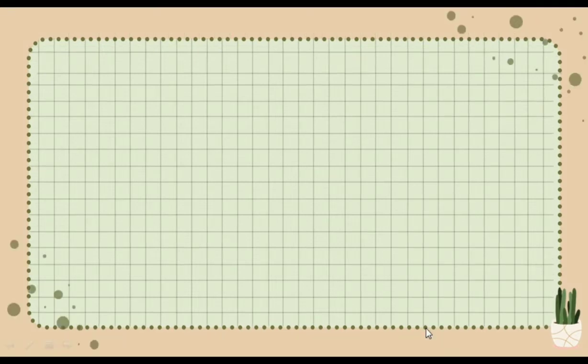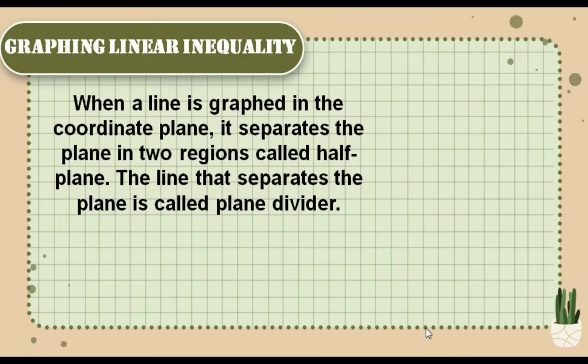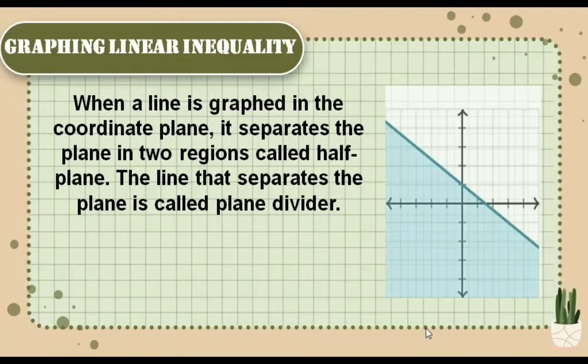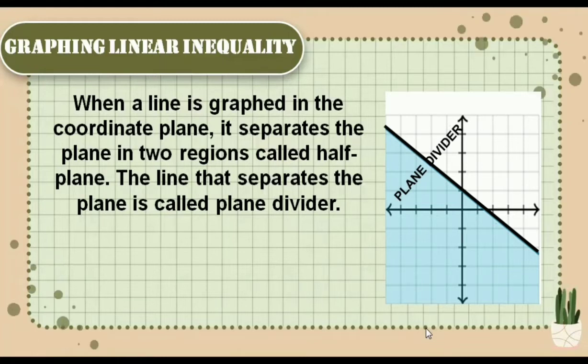So the next topic would be graphing linear inequality. When a line is graphed in the coordinate plane, it separates the plane into two regions called half plane. The line that separates the plane is called the plane divider. So I am going to show you an illustration of a coordinate plane. And as you can see, there is a black solid line right there that is called the plane divider. And if we are going to separate the plane into two regions, this region is called the half plane and the other side is also called a half plane.